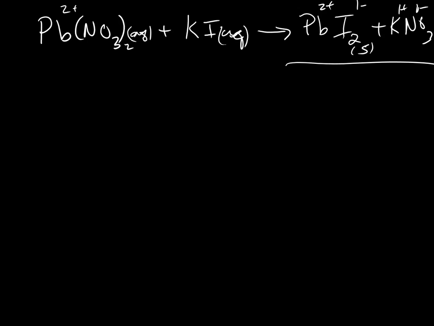Is K an alkali metal? Yes. So we're done. So when I'm done reacting, what I'll have left is a solution of potassium nitrate and solid lead 2 iodide. And it's going to sink down to the bottom.